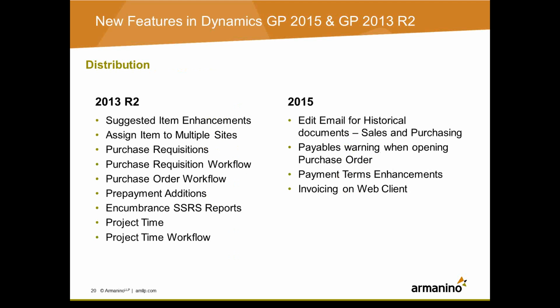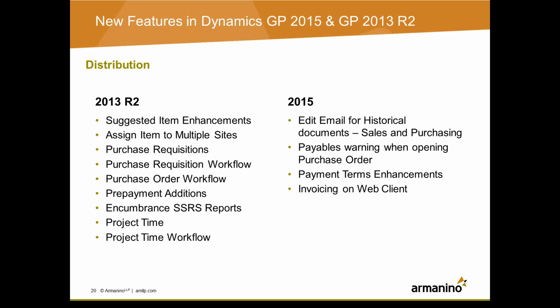So these are the financials ones, and then there are quite a few in distribution here. One that I like a lot is the ability to assign an item to multiple sites at once. If you're adding an item, you know that you've got to assign it to a particular warehouse or more, and usually you have to do it one at a time. So if you've got a lot of warehouses, that can take you a lot of time. There's this new screen that allows you to assign an item to multiple sites. So if you've got 20 warehouses or more, this makes it quite easy to do within GP.